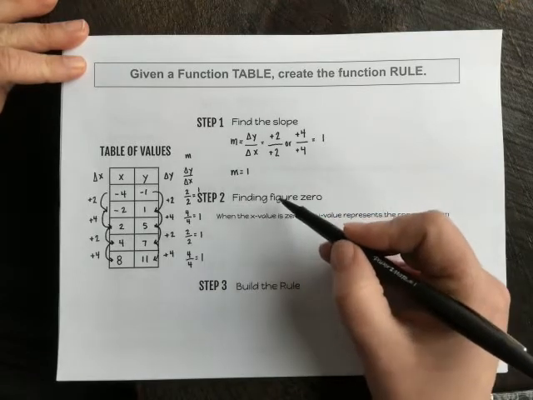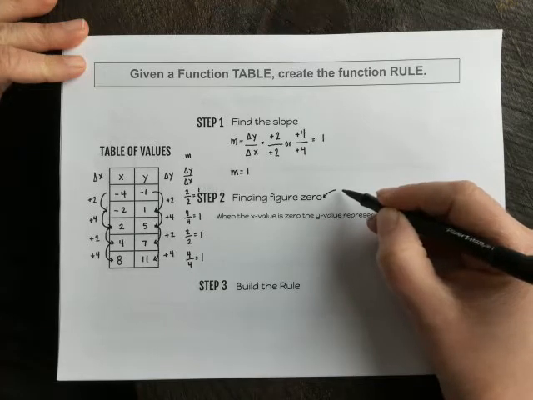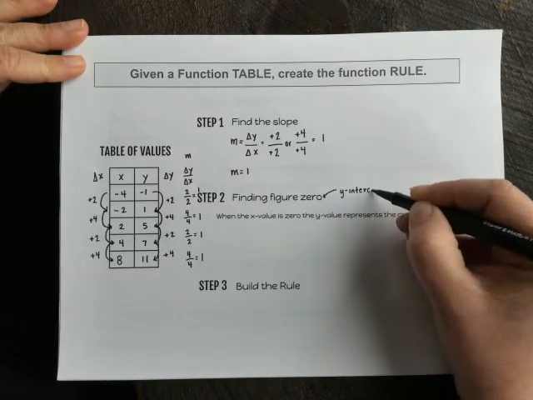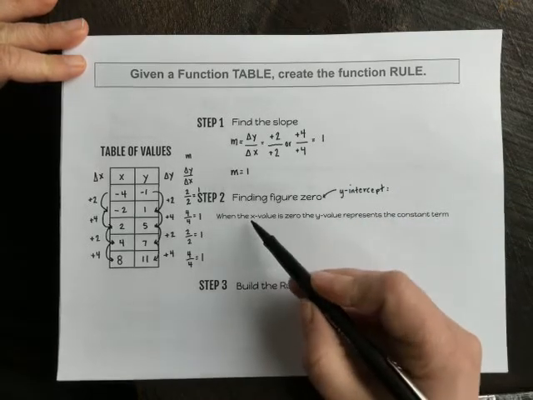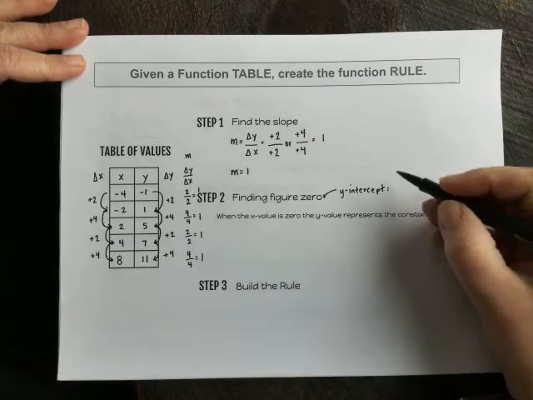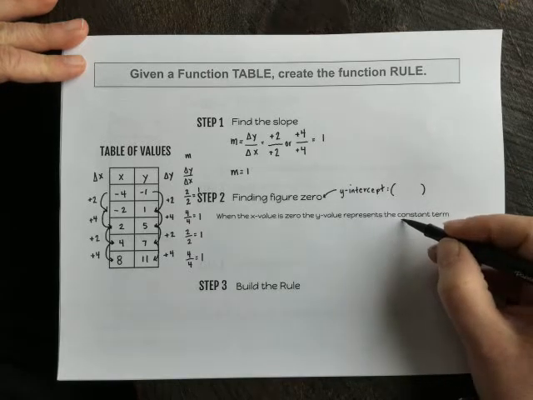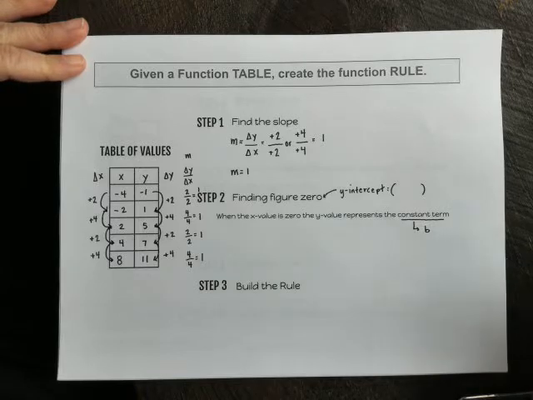Step 2, finding figure 0. Figure 0 is also called the y-intercept, and it's listed as an ordered pair. The y-intercept is when the x value is 0, we need to find the y value, and that y value is going to represent our constant term of our equation, which is known as letter b.